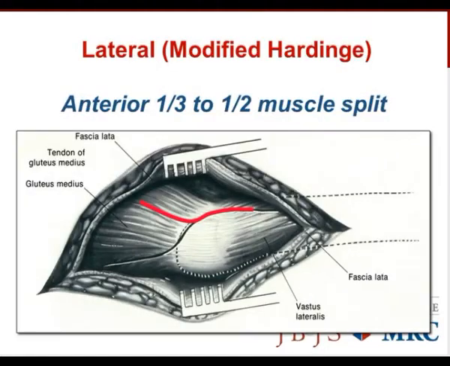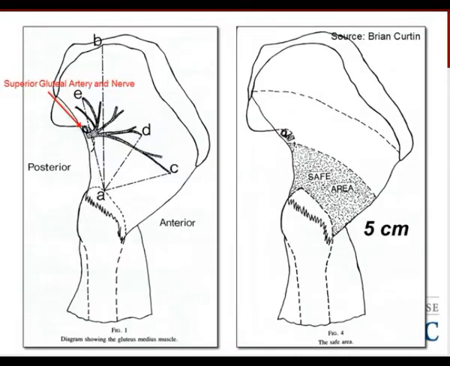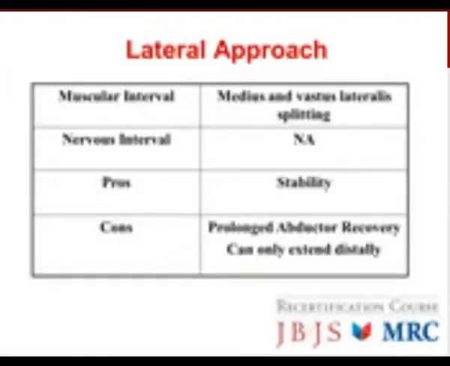The lateral approach, or the direct lateral or modified Hardinge approach, as depicted here, involves splitting the gluteus medius between the anterior one third and the posterior one third. Now, superior exposure can be difficult. Superior extension past 5 centimeters outside of the so-called safe area puts the superior gluteal artery and nerve at risk, as is depicted in this slide.